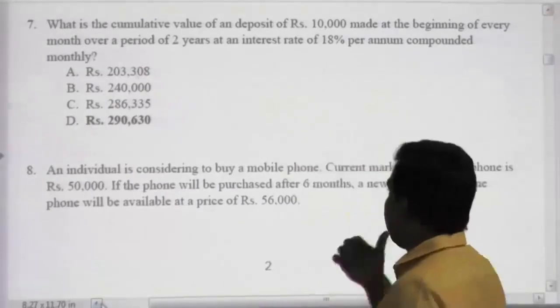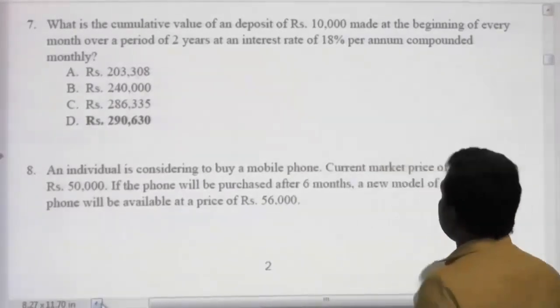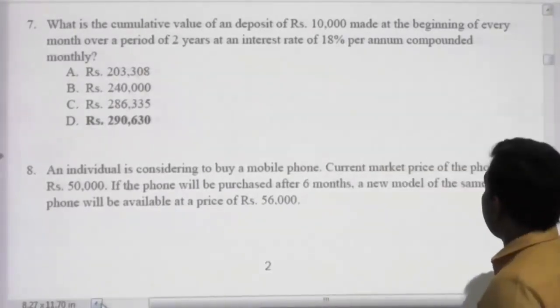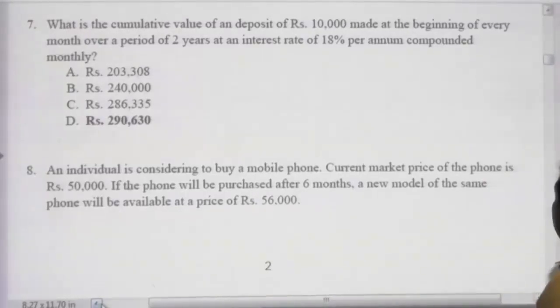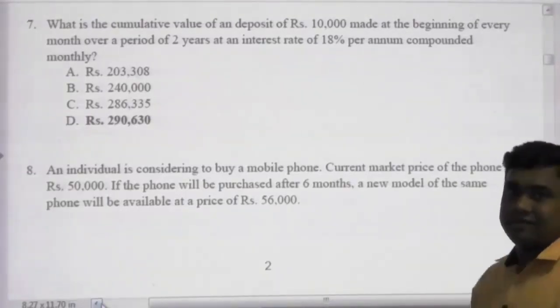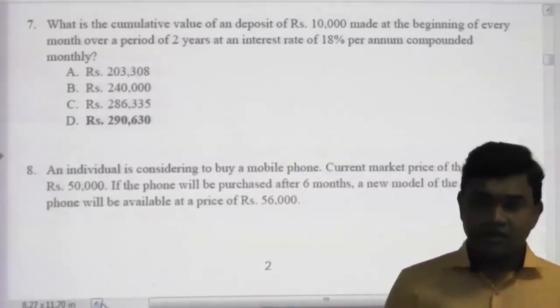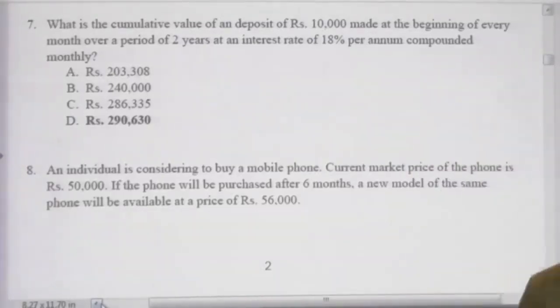Right. Question number 7. What is the cumulative value of deposit of 100 made at beginning of every month over a period of 2 years at interest rate of 18% per annum compounded monthly? Right. This is the story. Let's take the board.